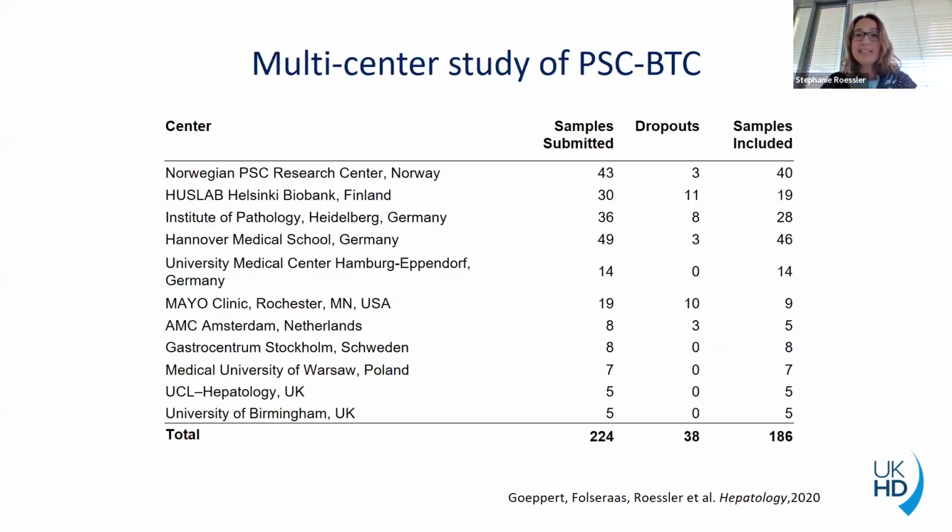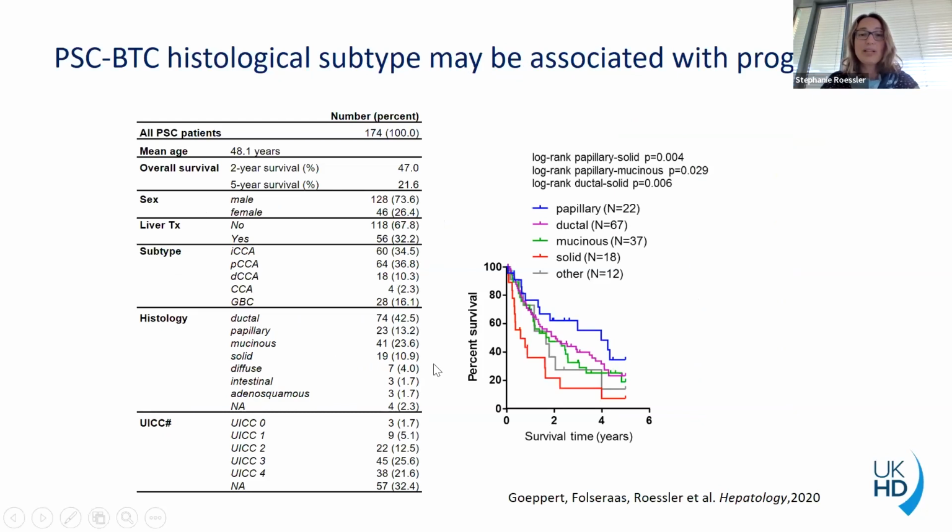In a multi-center study, we recruited PSC patients from several European, but also US-based centers. And there were 224 samples that we received. After QC and sequencing, we were left with 186 samples. And so this is the cohort of 174 patients with invasive carcinoma that were analyzed further. What you can also see here is that the mean age was 48 years. So it's quite young actually compared to other BTC cohorts. And there were patients with ICCA, PCCA, DCCA, and also gallbladder cancer, GBC.